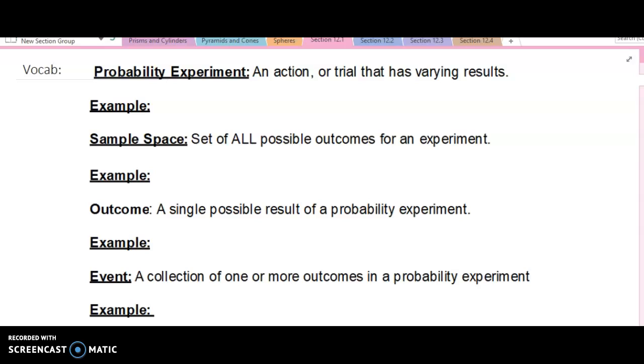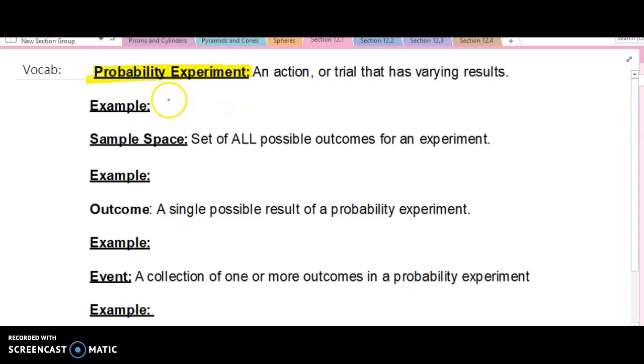All right. So this is the first section, which is just kind of the general idea and some vocab. We're going to talk a lot about sample spaces and just theoretic probability and things like that. All right, so a probability experiment is simply an action or trial that has varying results. So it can go one way or another, or it can go 6 ways or whatever.